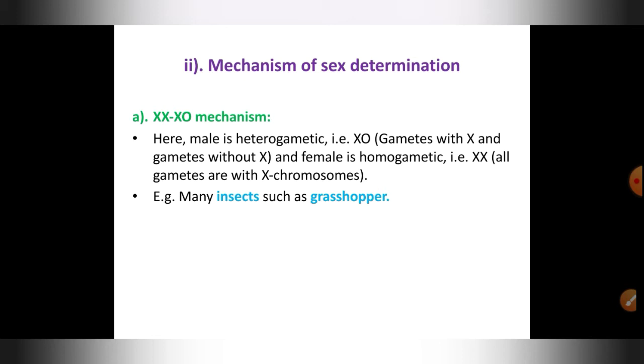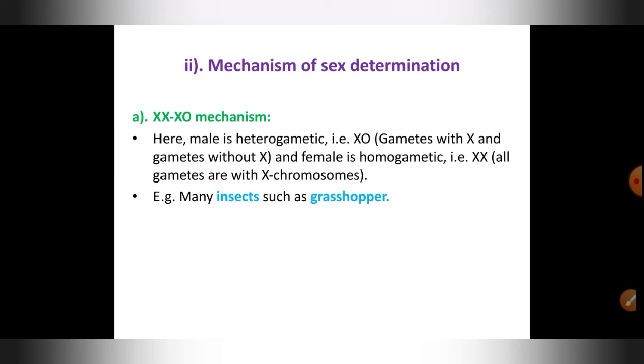And after the division, after the birth, if that particular gamete receives 2 X chromosomes along with the autosomes, then that will develop into a female individual. Understood? So male and female develop accordingly. So here many insects such as grasshopper are an example. Almost all insects are examples.